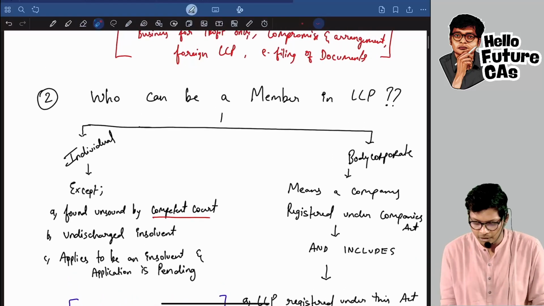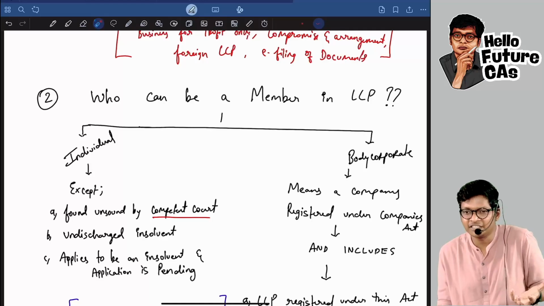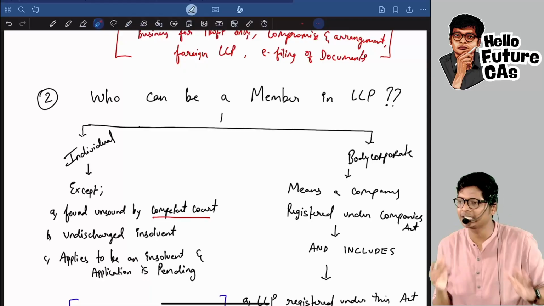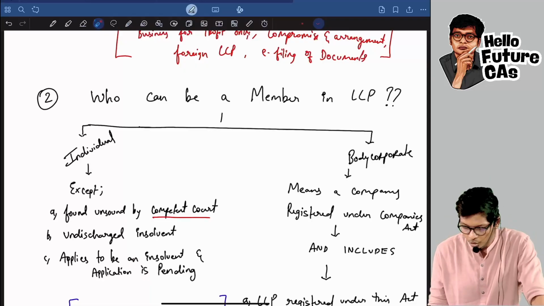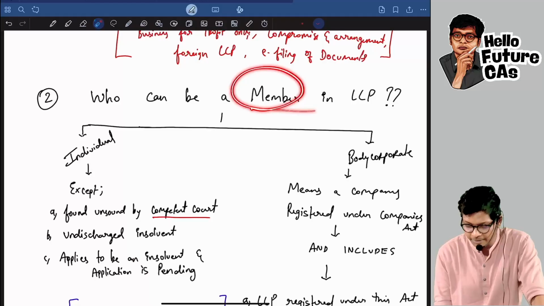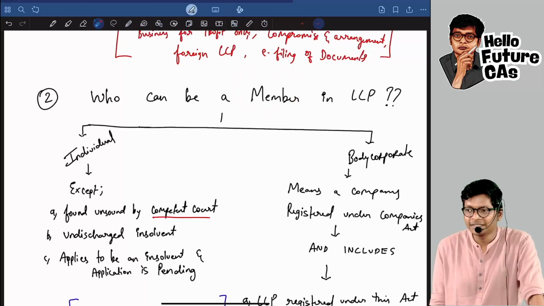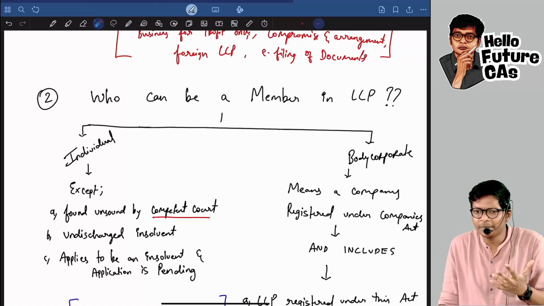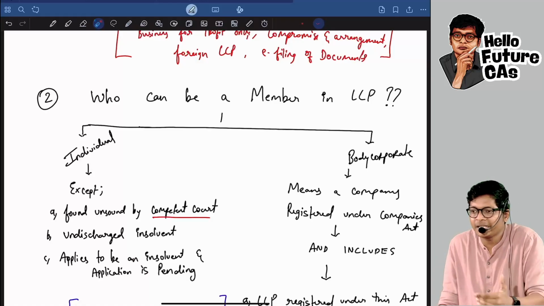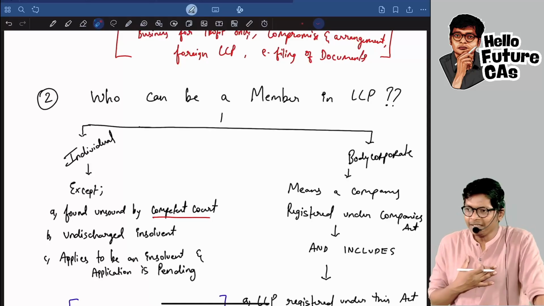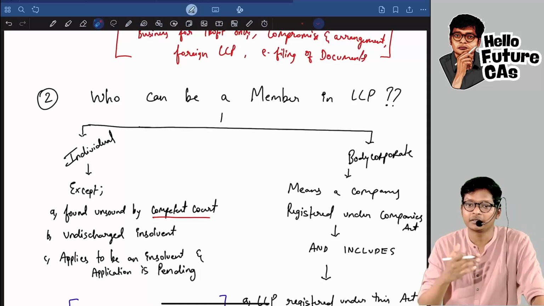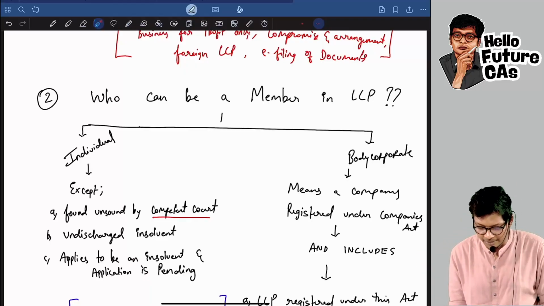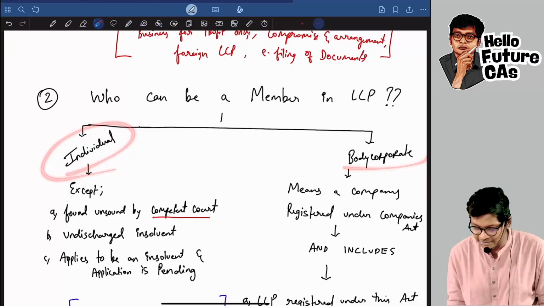Second concept. See, I'm not taking this in the logic of definitions. I'm just going in 20 different concepts from basic to advanced. We'll keep going. Clear, guys? Next, who can be a member in LLP? Very important question, testable, because they don't ask this in Companies Act or partnership. Companies Act, who can be a member? Anybody who can enter into a contract can be a member, correct? Partnership, individuals, minors also can be members in partnership. Here, it's not like that. Here they are saying two kinds of people can be a member in LLP. One is an individual, and the other one is a body corporate.